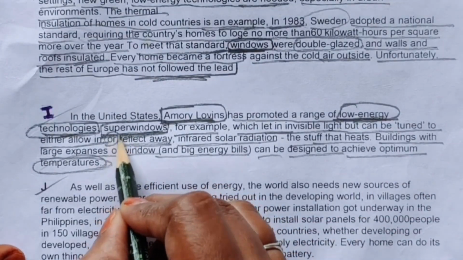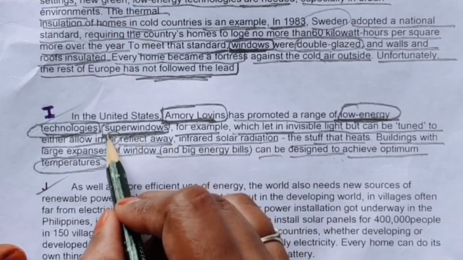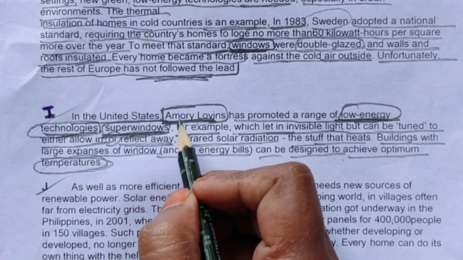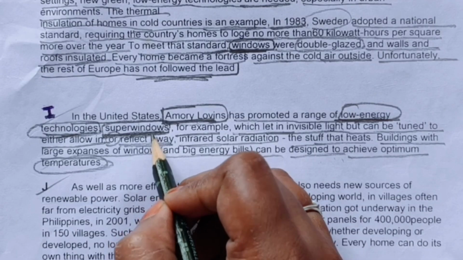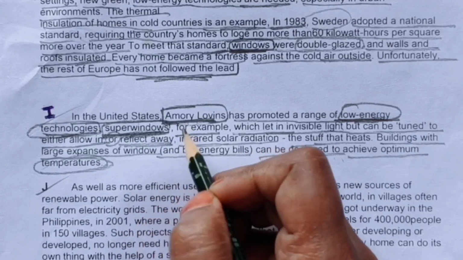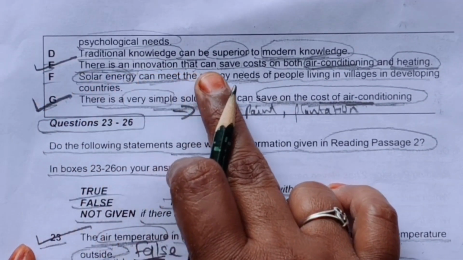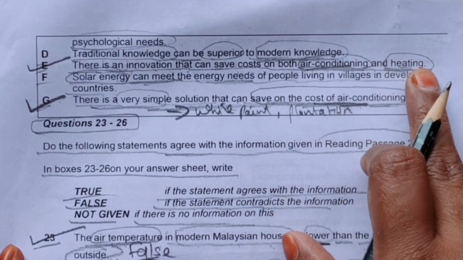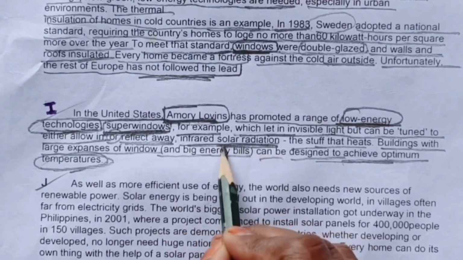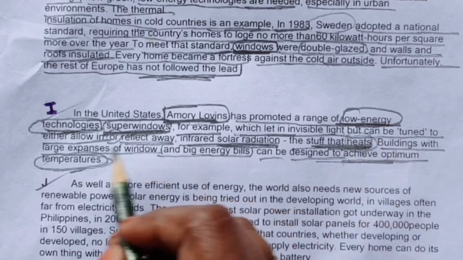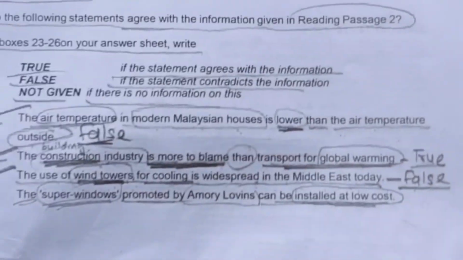Here they are talking about the innovation of super windows. For example, then they have mentioned this example. Super windows is an innovation they are talking about, and this super windows innovation was spoken by Amory Lovins. So that's why we have chosen this E option. There is an innovation that can save cost on both air conditioning and heating. I hope you have understood where we are getting our answers from.